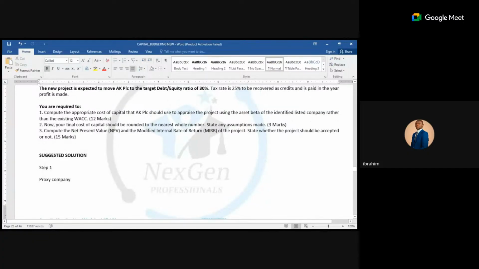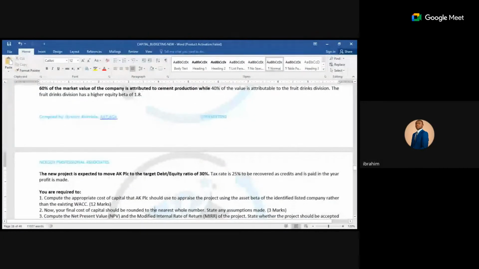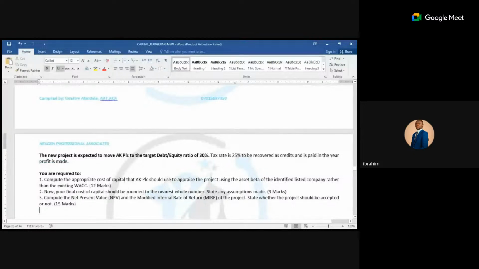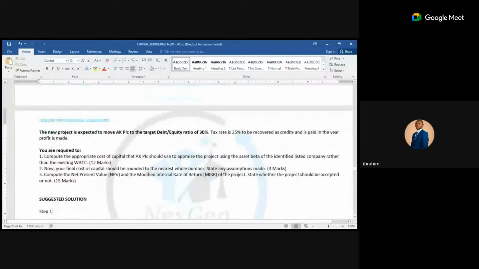12 marks. That's fine. So you state your assumptions. What are the assumptions? We assume that they have the same tax rate. We assume that the beta debt of the main company is equal to 0. Just state it like that and you move on. 3 marks. Lastly, compute the net present value and the modified internal rate of return.